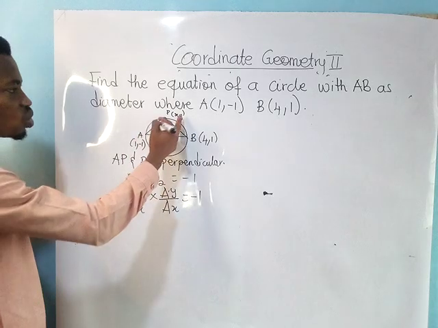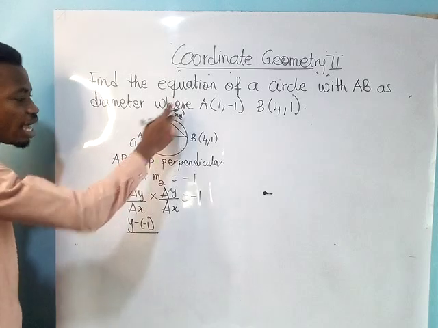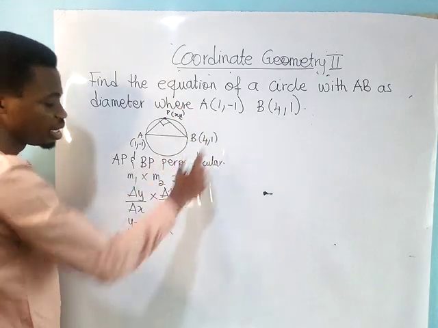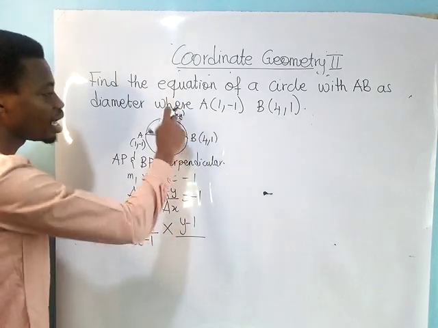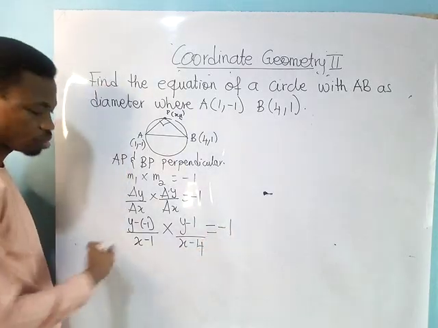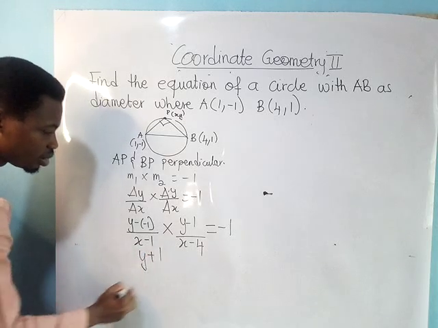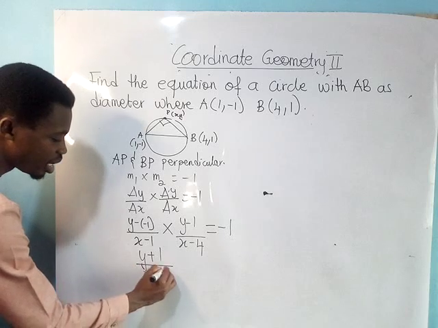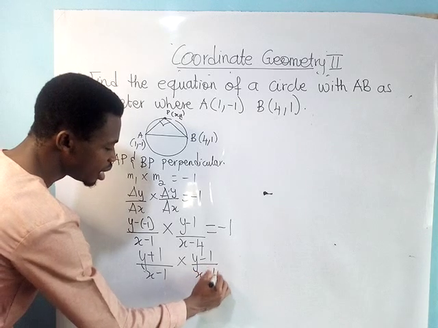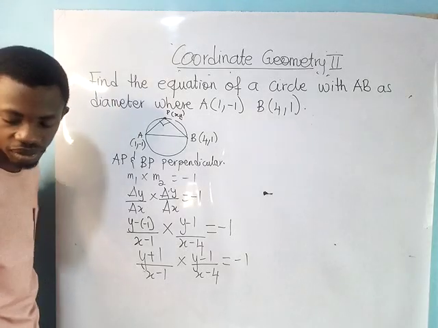So let's see. So y plus 1 over x minus 1, multiplying, let's come here, y minus 1 over x minus 4 must give us negative 1. Now, when we continue, we shall obtain this. y plus 1 on x minus 1 multiplying y minus 1 over x minus 4 is equal to negative 1. So this is what we have over here.